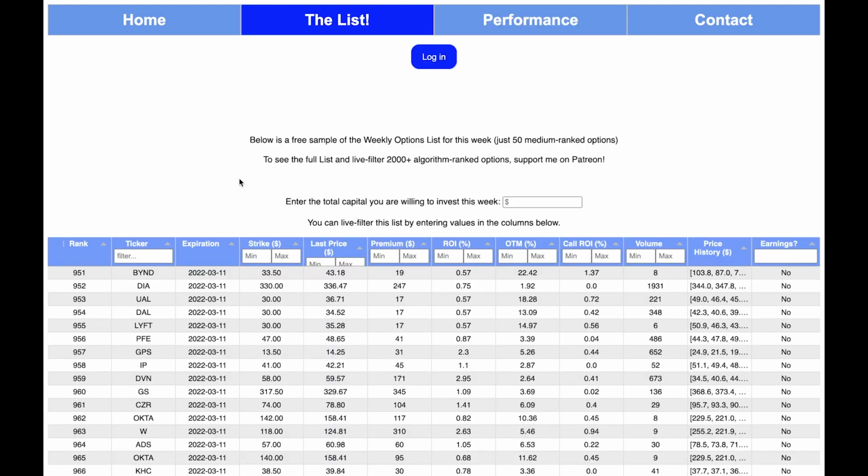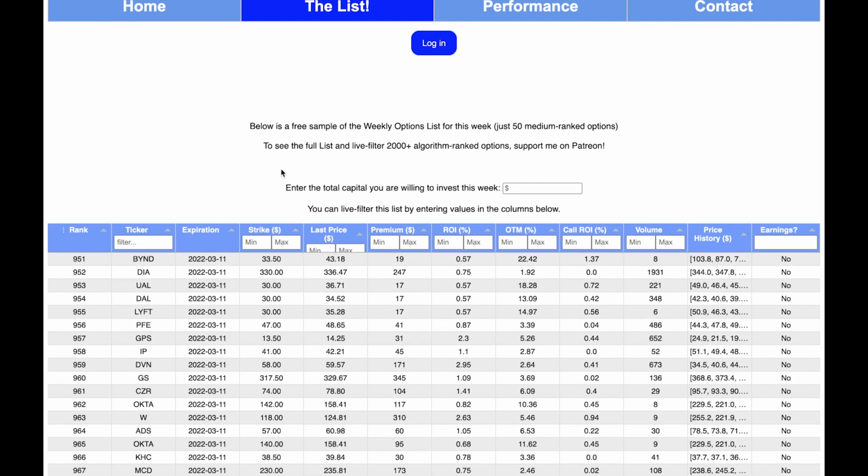The last thing I want to mention is just a list of some of the feature requests that I have for this website. So here I'm at the list. I'm not logged in, so all of these plays are free. Here is one thing that I thought would be nice to have on this list, and that is a description of what this list actually is. Right now, it just says it's a free sample of weekly options list for this week, 50 medium ranked options. To see the full list, support.